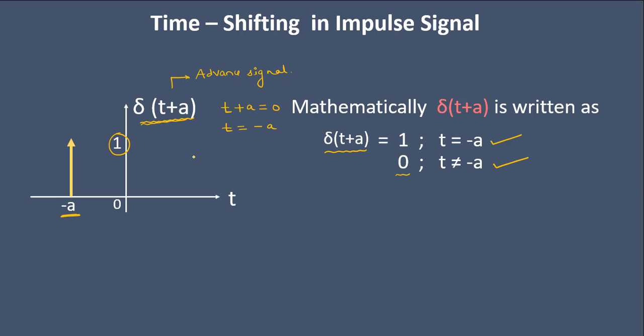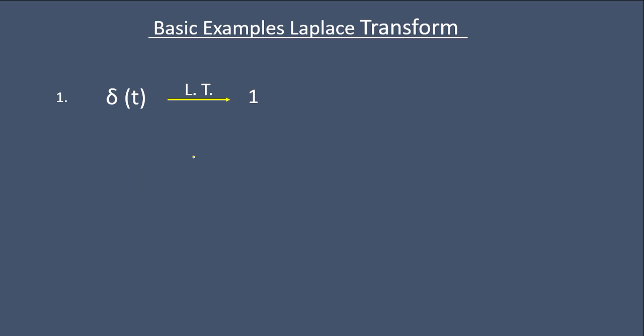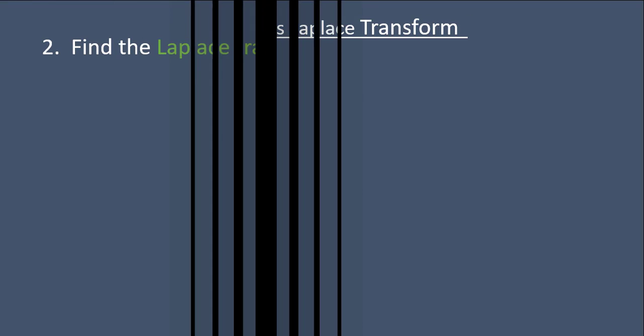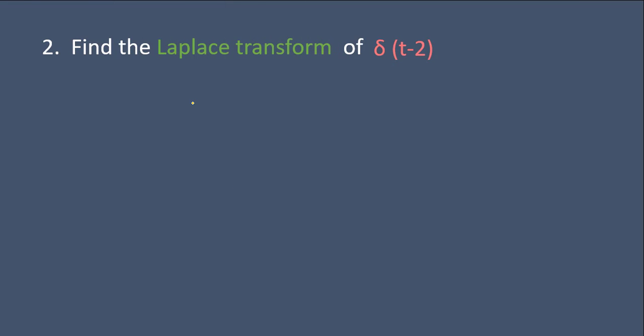Now with this basic understanding of del of t, let us find the Laplace transform of del of t with some examples. So the Laplace transform of del of t is 1, and it is very interesting. The Laplace transform, the Fourier transform, the Z transform, everything of del of t is 1. Since we will be discussing only Laplace transform, the Laplace transform of del of t is 1. So now let us solve some examples on the Laplace transform of impulse signals.